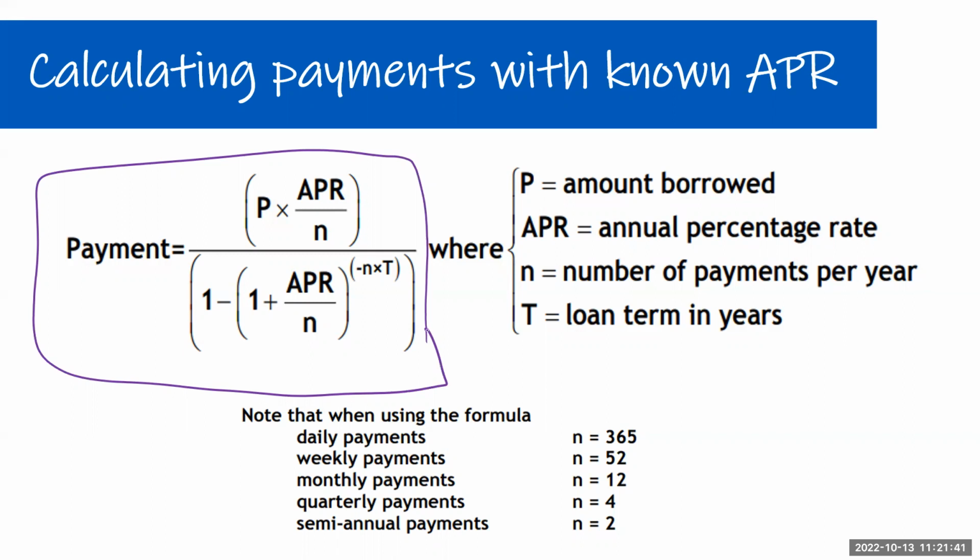So notice here that when you're using this formula, P is the amount borrowed. The APR is your annual percentage rate given in the problem, right? N is going to be your number of payments per year, and T is going to be the loan term in years, okay? Here are some common things for you. If you're making daily payments, you're going to pay 365 times per year, weekly 52, monthly 12, quarterly 4, and semi-annually 2, okay? Keep these in mind as you read the problem.